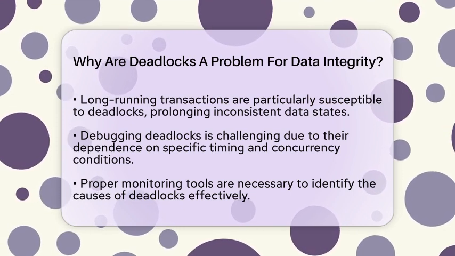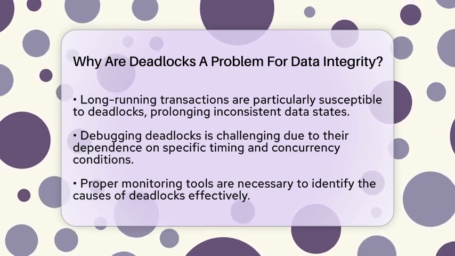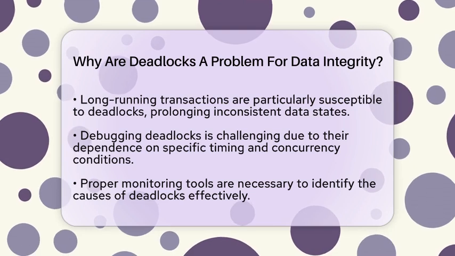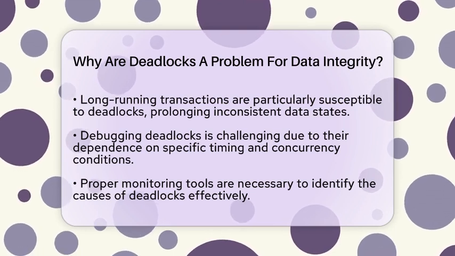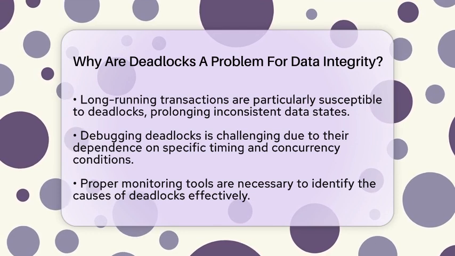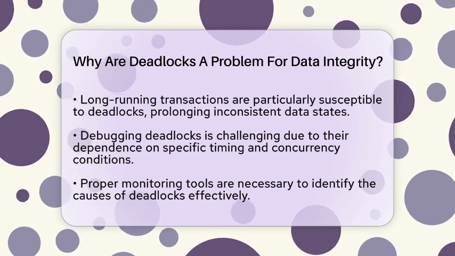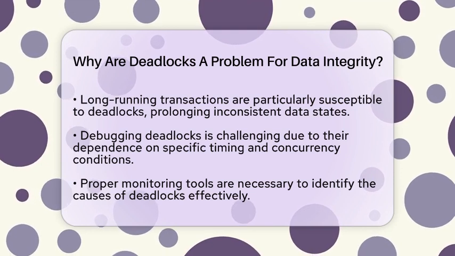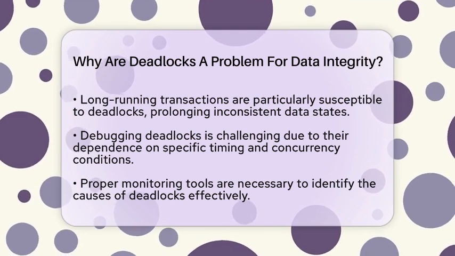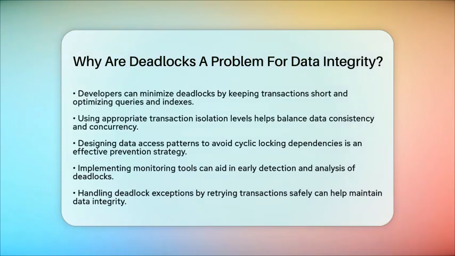To effectively manage deadlocks and protect data integrity, developers can take several steps. Keeping transactions short and simple can help minimize how long locks are held. Optimizing queries and indexes can reduce lock contention. It's also important to use the right transaction isolation levels to balance consistency and concurrency.